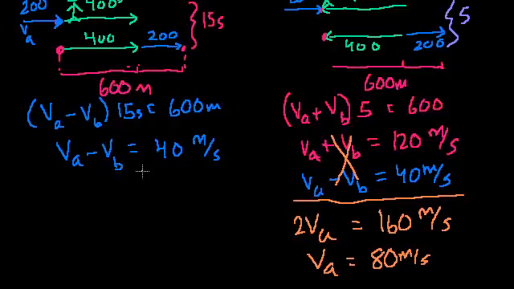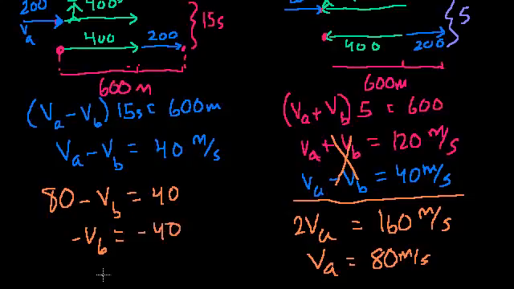The difference between the two is 40. So let's see, 80 minus the velocity of B is equal to 40 meters per second. So what's the velocity of B? Well, you could subtract 80 from both sides. You get minus velocity of B is equal to minus 40, or the velocity of B is equal to 40 meters per second. And we've done the problem.